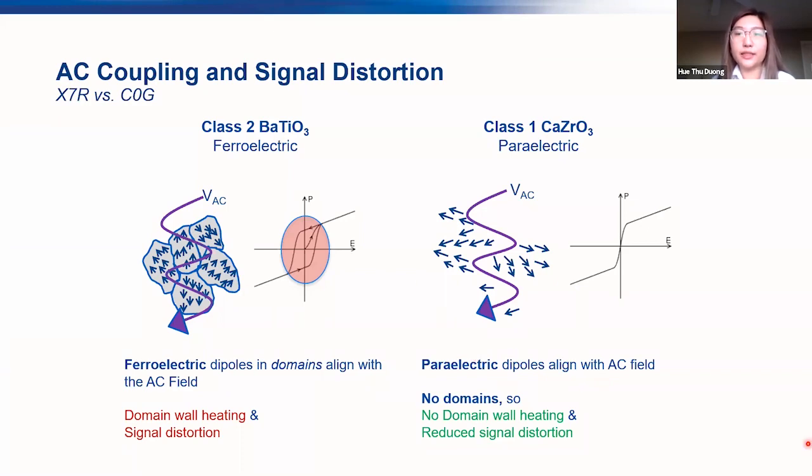On the other hand, class 1 dielectrics are made from calcium zirconate, which is a paraelectric material. The dipoles are not restricted by domain regions like class 2, so they're going to be able to freely move and rotate to align with the AC field. This means that class 1 dielectrics will not experience domain wall heating, and because there is no domain wall heating, you can expect lower losses compared to class 2 dielectrics. The key takeaway is that class 1 materials are much better for AC applications because they experience lower losses due to no domain wall heating.